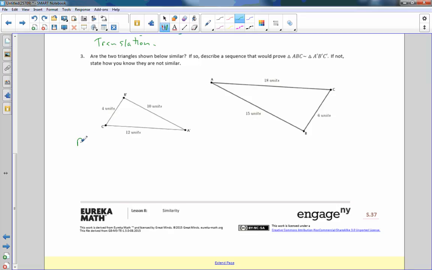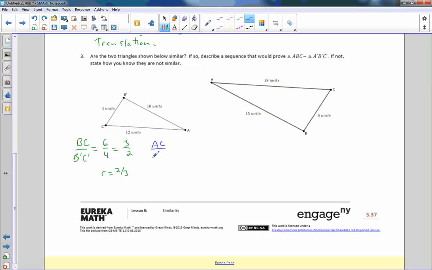So if I put BC over B prime C prime, that's going to give me 6 over 4, which reduces to 3 halves. So that would be a scale factor of 1.5 to get, or actually we're scaling down. So we're going from BC to B prime C prime. So we went from 3 to 2, so that'd be an R equals 2/3 because it's shrinking. It's a dilation down.